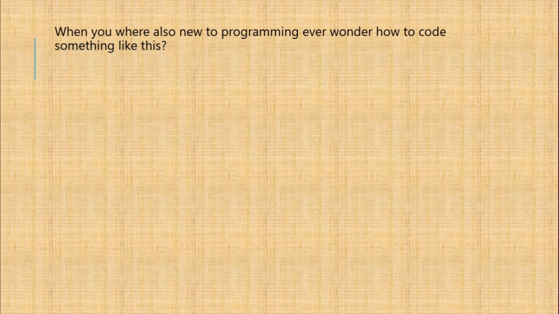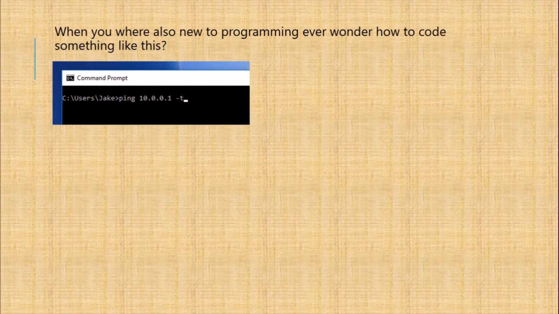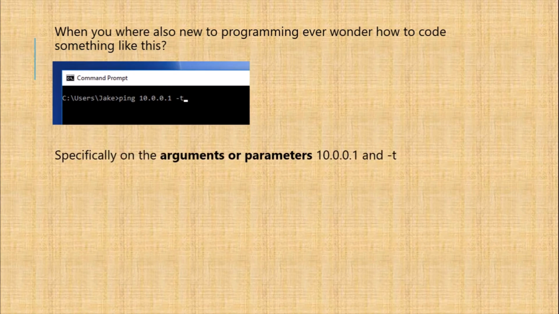When you were also new to programming, ever wonder how to code something like this? So the ping 10.0.0.1 and minus sign t. They are called arguments or parameters.